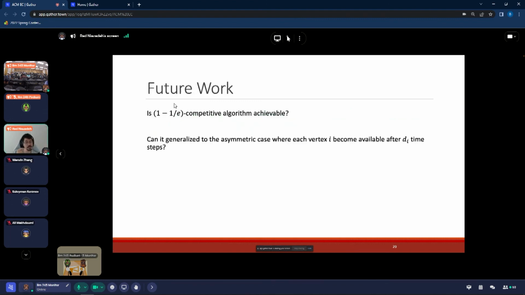For future work, the main important problem is whether we can achieve a 1 minus 1 over e competitive algorithm for this problem. Right now, the best upper bound is the same as the non-reusable case, and we don't know if we can achieve 1 minus 1 over e, and I believe we should be able to. The other future direction is whether we can generalize our techniques to the asymmetric case, where each vertex becomes available after d_i time steps. So d_i can be different for different vertices. These are the important open questions.